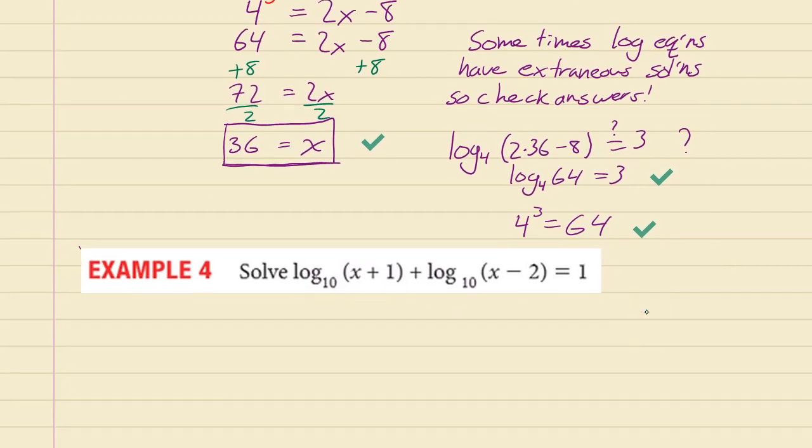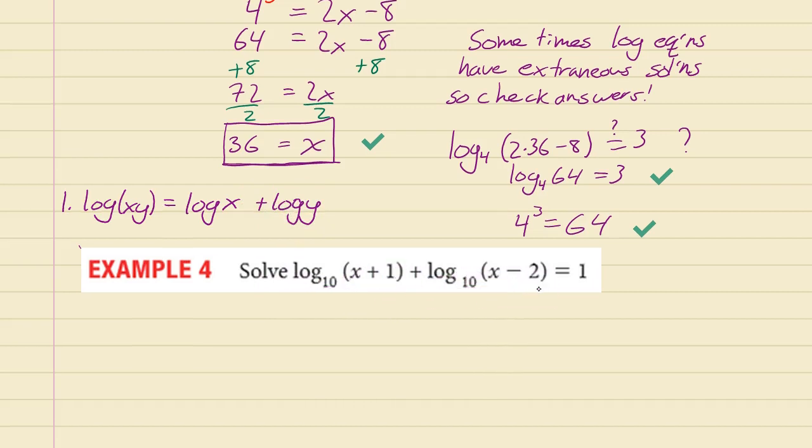So what you have to do first is use the property. It was property 1, I believe, that said log of xy is equal to log of x plus log of y. And that's what we have, a log of x plus a log of y. So we're going to combine that into log base 10 of x plus 1 times x minus 2. All of that is now the input, and that should equal 1.